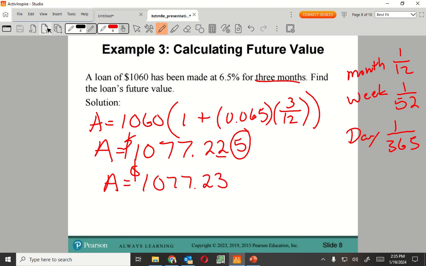So for borrowing $1,060, when Melvin pays this back in 3 months, he's going to end up paying 1077.23. Okay, not bad, right? It's worth it at that percent, right? But most places are a lot higher percentage than that, especially for a 3 month loan.